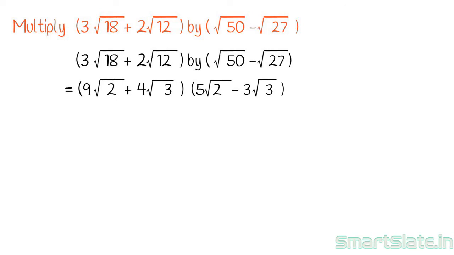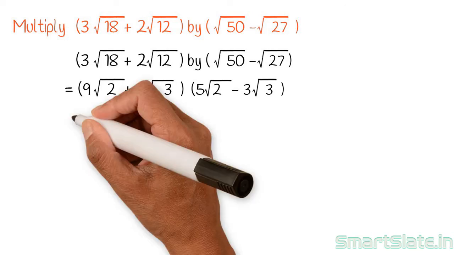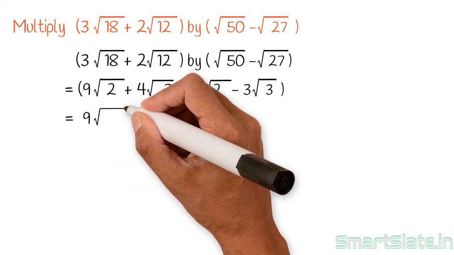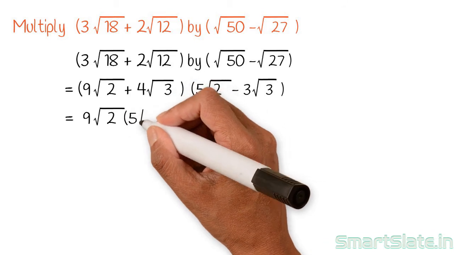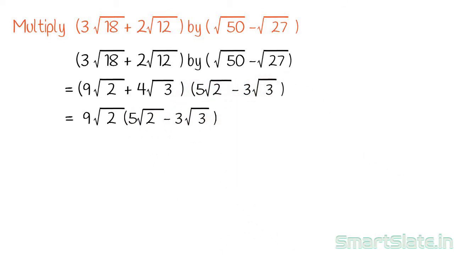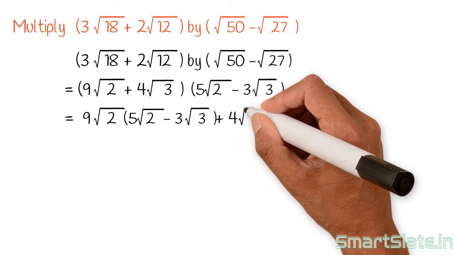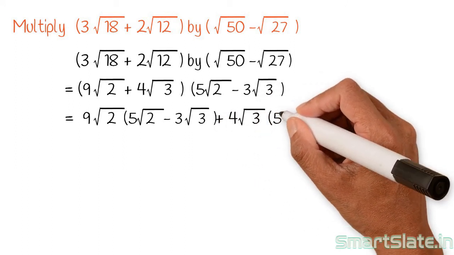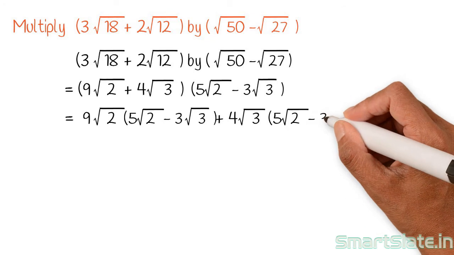It is, in the bracket, 9 into square root of 2 plus 4 into square root of 3, bracket complete. And the bracket 5 into square root of 2 minus 3 into square root of 3, bracket complete. Now do the multiplication. Multiply 9 into square root of 2 with 5 into square root of 2 minus 3 into square root of 3. And multiply 4 into square root of 3 with 5 into square root of 2 minus 3 into square root of 3.